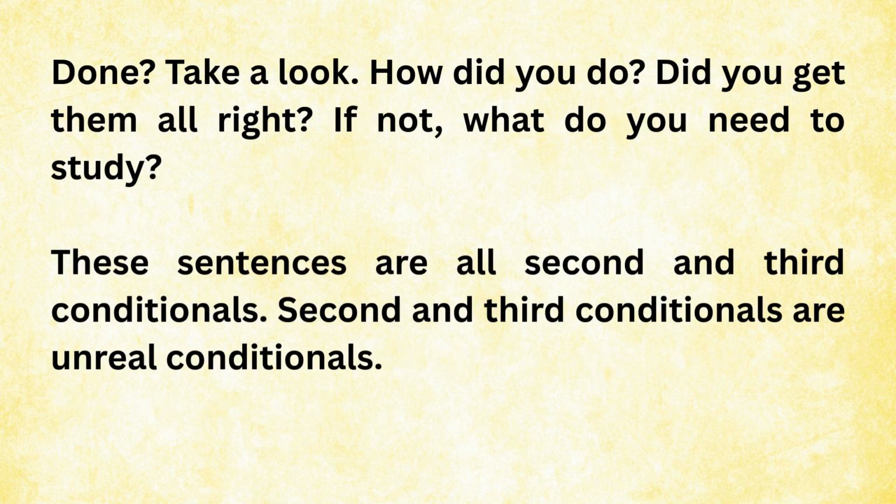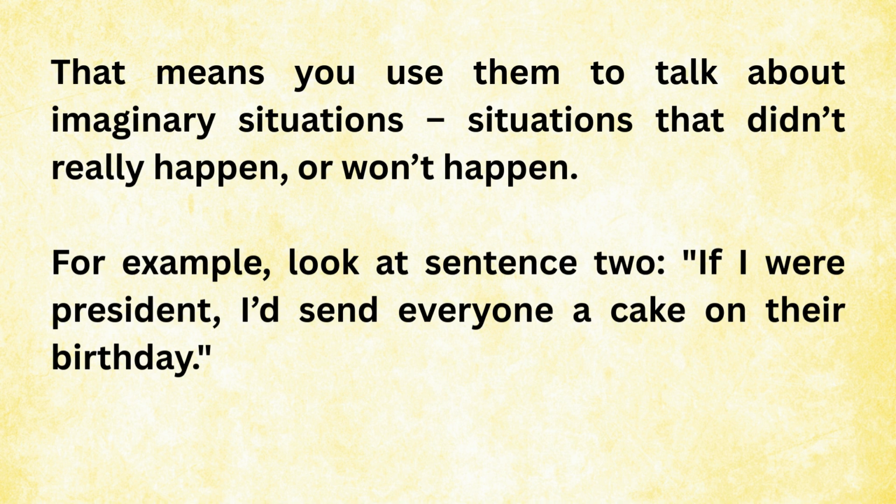Done? Take a look. How did you do? Did you get them all right? If not, what do you need to study? These sentences are all second and third conditionals. Second and third conditionals are unreal conditionals. That means you use them to talk about imaginary situations, situations that didn't really happen or won't happen.